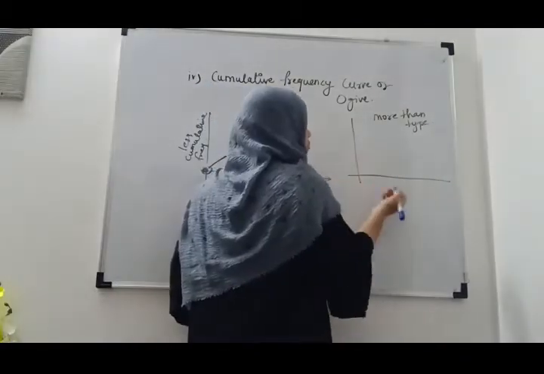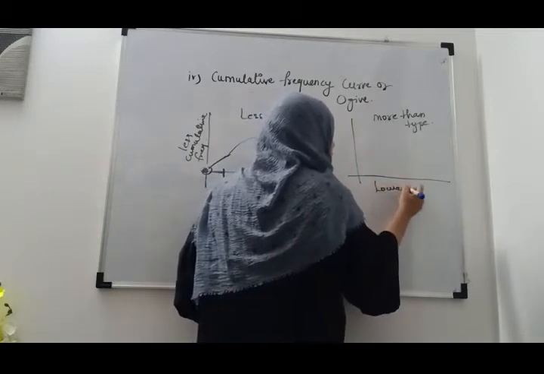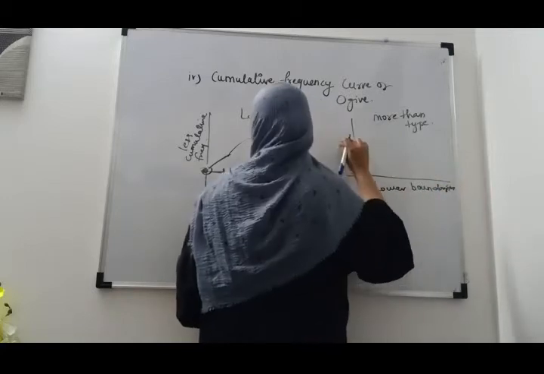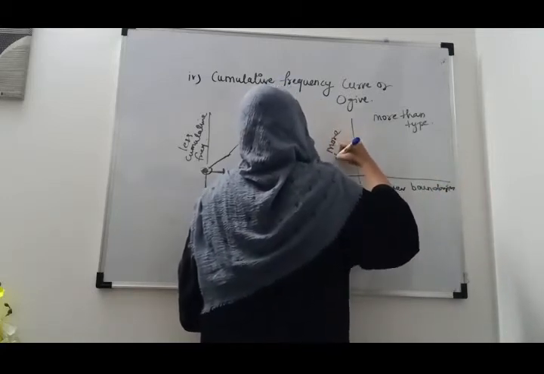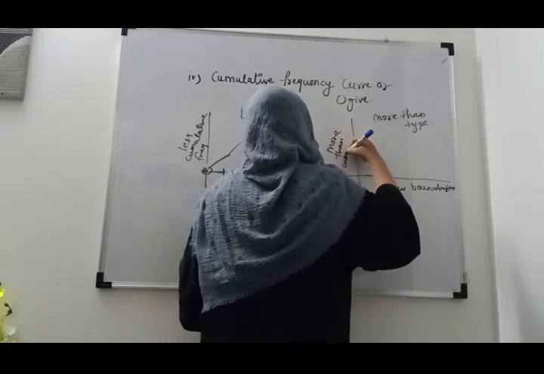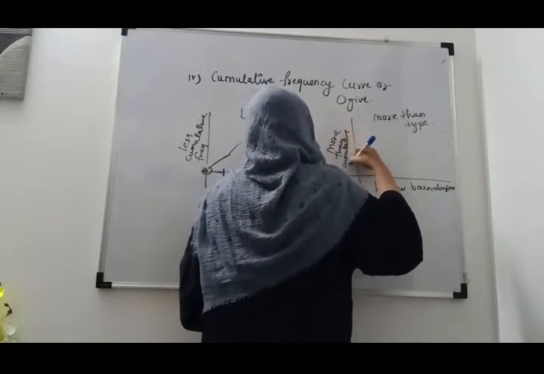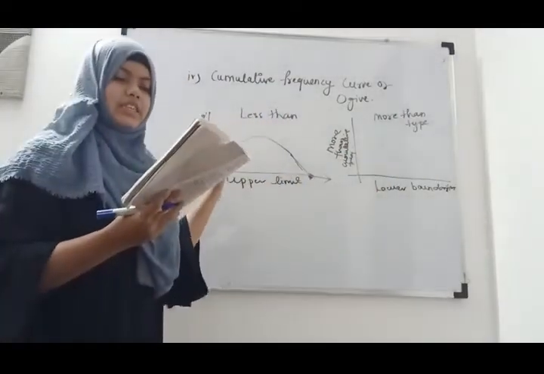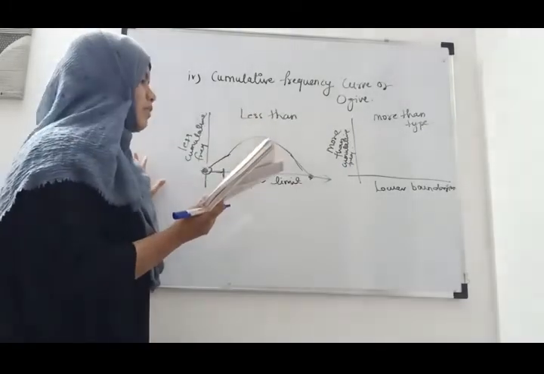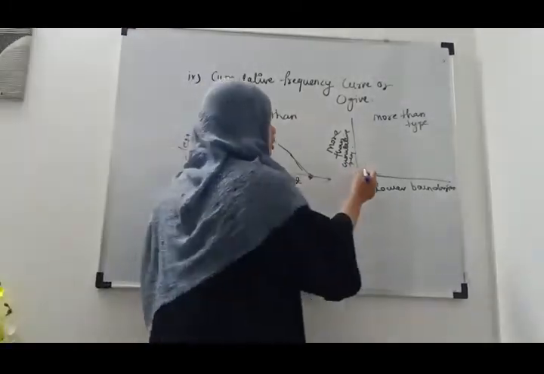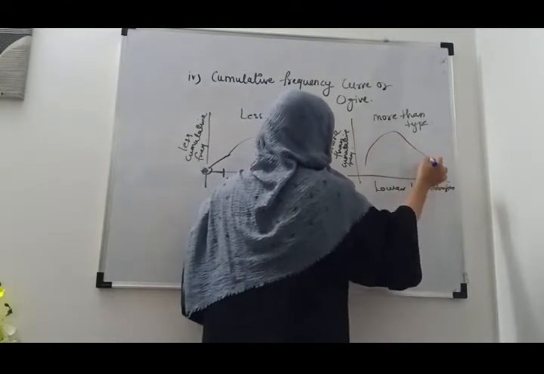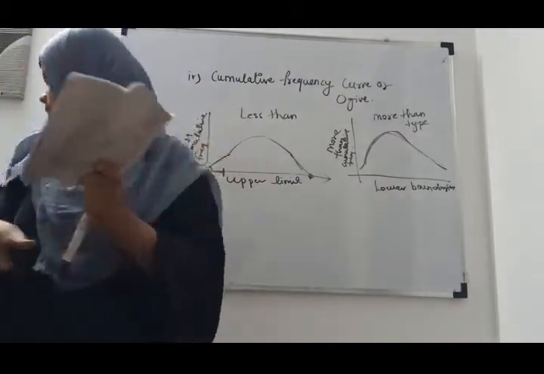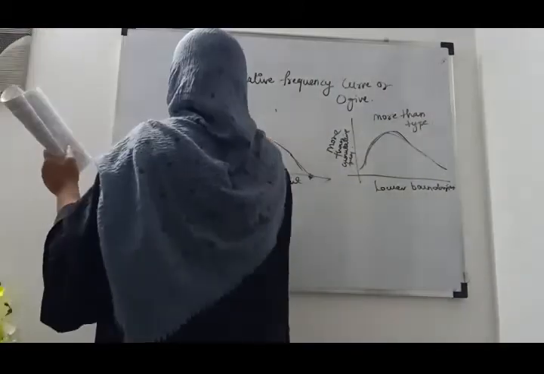And for the more than type we have to take the lower limits or the lower boundaries on the x-axis. Okay, and here the more than cumulative frequency on the y-axis. Okay, and the procedure will be the same. Now we will take one example. Also here we have to join the points by a smooth curve. Okay, we will take one example based on this cumulative frequency.